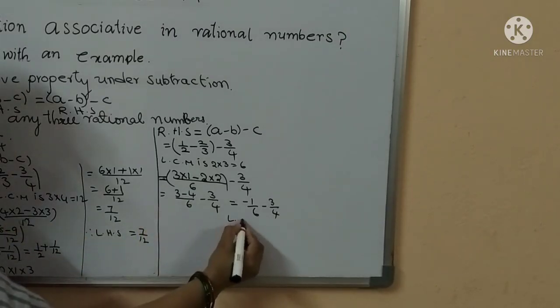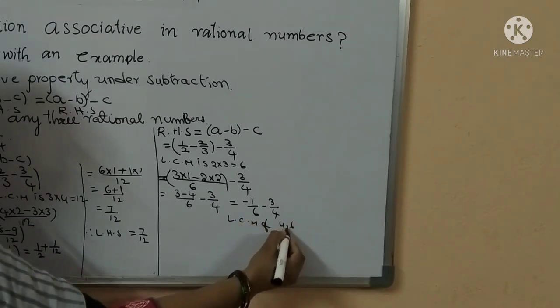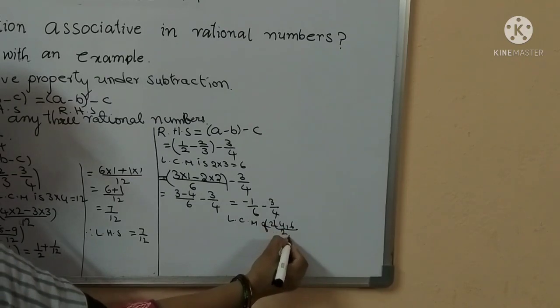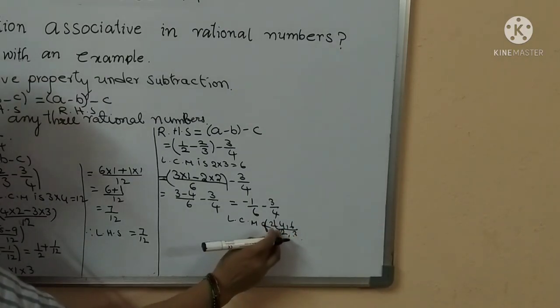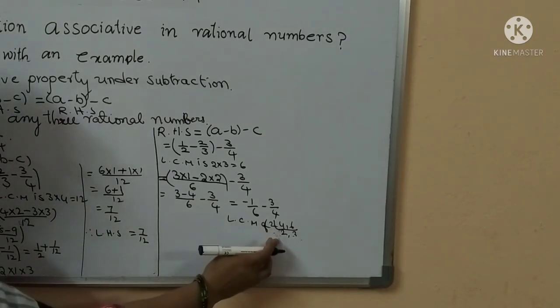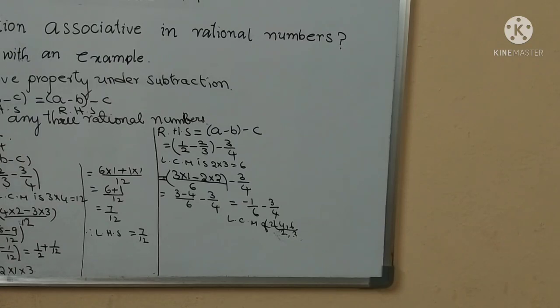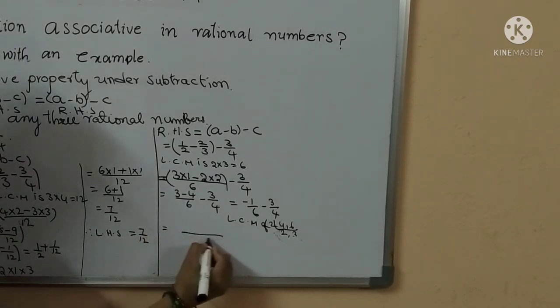So here, LCM of 4, 6. 2 table: 2 2s are 4, 3 2s are 6. So 2 2s are 4, 4 3s are 12. So the LCM is 12.